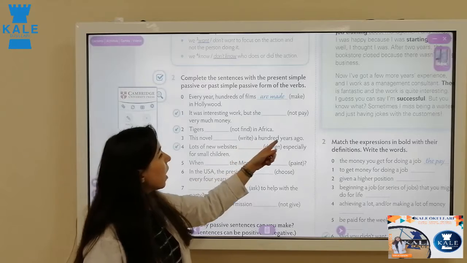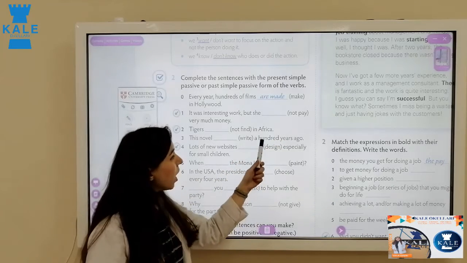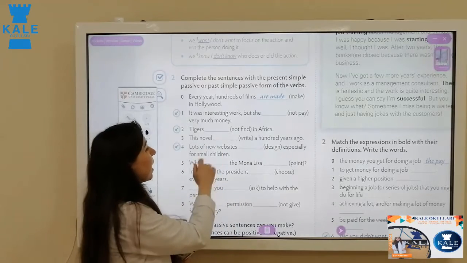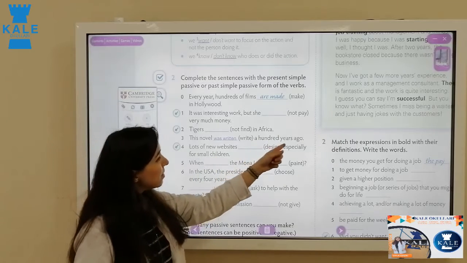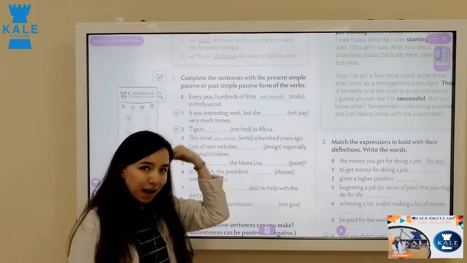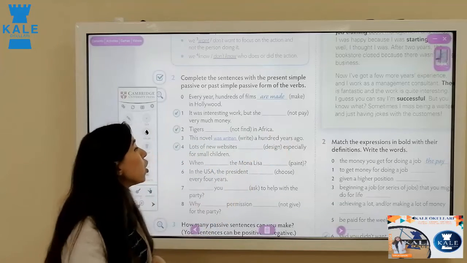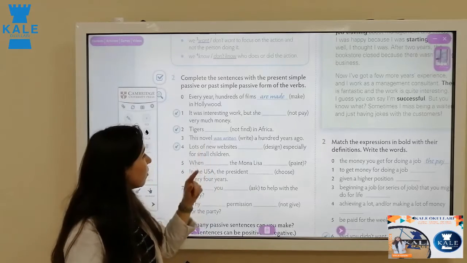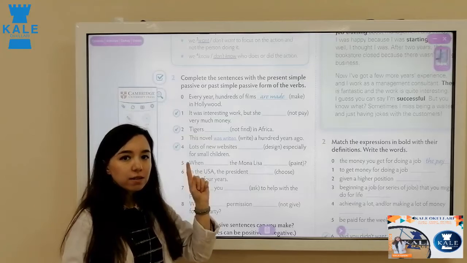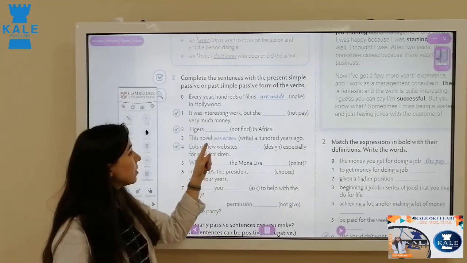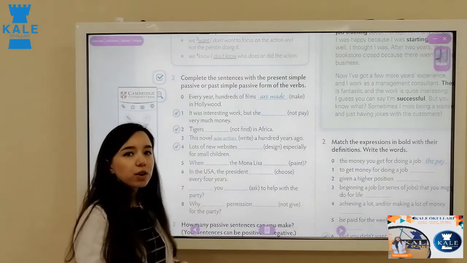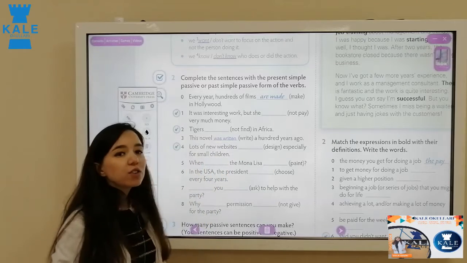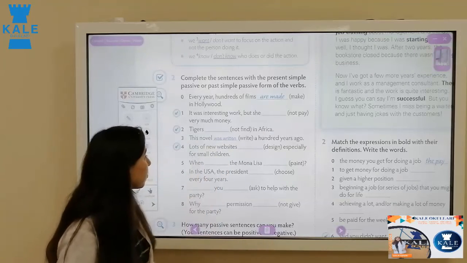This novel write 100 years ago. What does it show to you? 100 years ago means past time, not now. So what are we going to write here? What is the answer? Look at here, was written. Because here it shows us that the sentence is about past time, past simple, 100 years ago. So for making passive, we have to write was or were. Why was? Because this novel is just one novel. For one novel, we need just was here. If we have these novels, for example, more than one, 2, 3, 4, 5, these novels were written. But here, because we have just one, we should write was written.